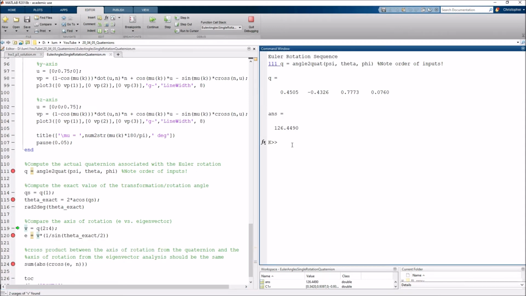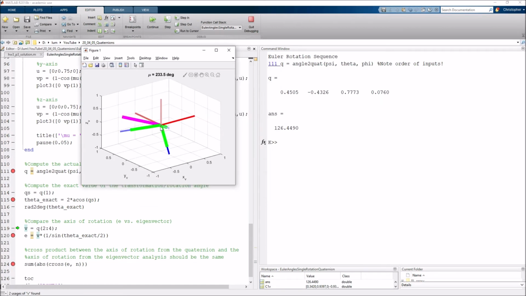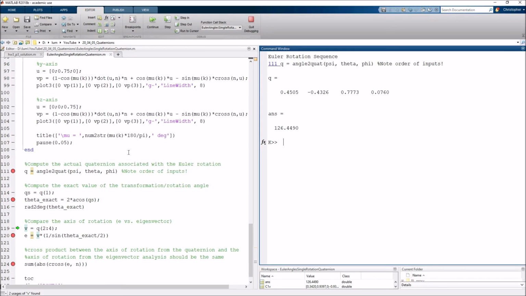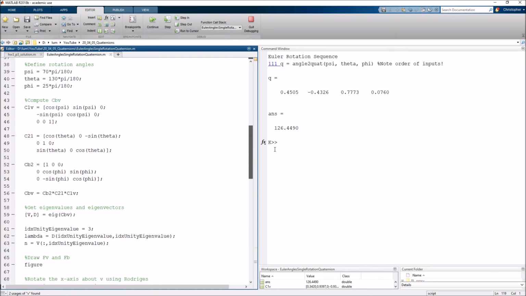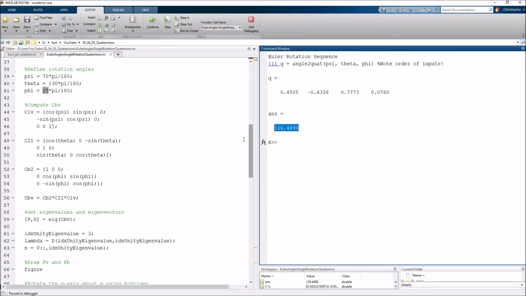In degrees, this is pretty darn close to the 126.5 that we guessed earlier, but this is the exact value. We need to rotate in a right-handed sense about this magenta axis of rotation by 126.449 degrees to be precise, in order to go from the north-east-down frame to the body frame that has the Euler angles we illustrated on the board. Let me scroll up to remember what those were. Oh yeah, here: 70 degrees, 130 degrees, and 25 degrees. So we can achieve that exact same rotation by using a single rotation about the axis of rotation.